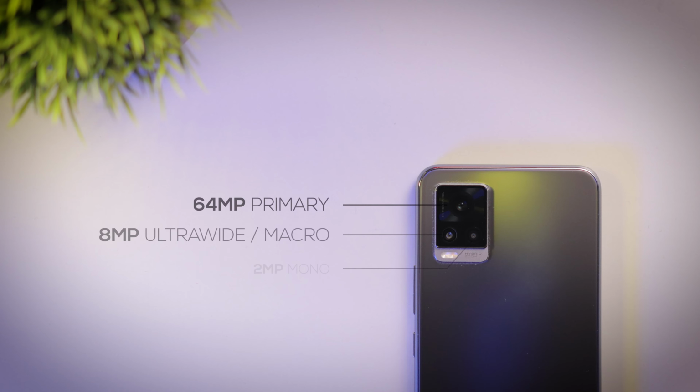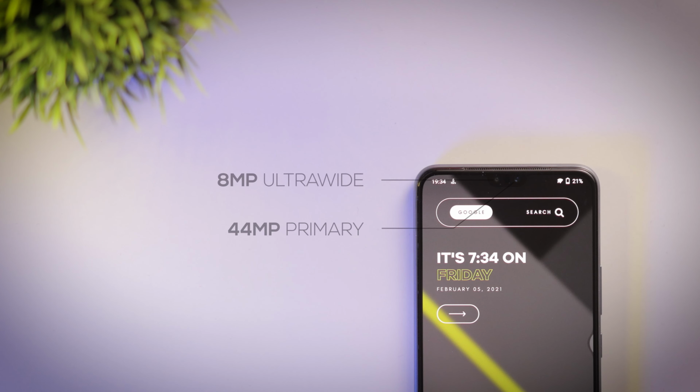On the Vivo V20 Pro side of things, you get a 64 megapixel primary camera, an ultra-wide-angle camera which also doubles up as a macro camera, and a 2 megapixel mono camera which again is not very useful. On the front, you get an insane 44 megapixel selfie camera with eye autofocus, as well as an ultra wide angle camera. So overall, both these camera setups are quite loaded.